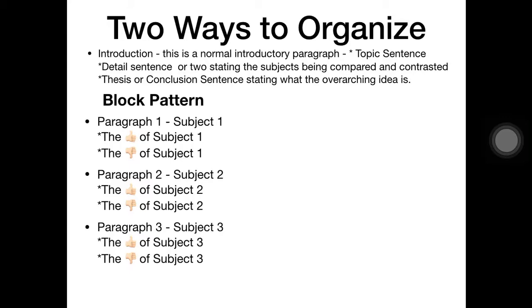Paragraph 2 is subject number 2, and all the positives about subject number 2 and all the negatives about subject number 2. And then if you have a third paragraph or a third subject, you're going to tell all the positives about subject number 3 and the negatives about subject number 3. This style gives all the positives and negatives of different subjects under a topic that covers all 3 subjects.